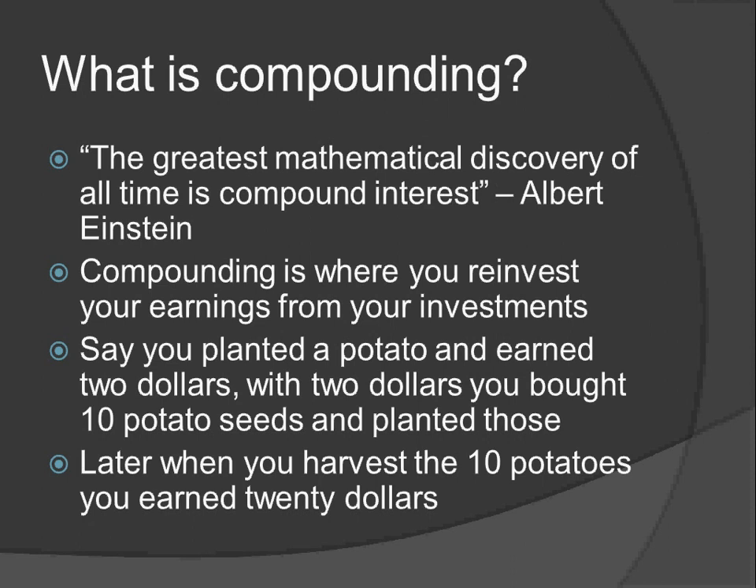What is compounding? Well, according to Albert Einstein, the greatest mathematical discovery of all time is compound interest. Compounding is where you reinvest your earnings from your investments. Say you planted a potato and earned $2. With $2, you bought 10 potato seeds and planted those. Later, when you harvest the 10 potatoes, you earned $20. So basically, compounding is where you take your money, you invest it into something, you take the proceeds from that investment, and then you invest it back into it and earn a larger proceed.